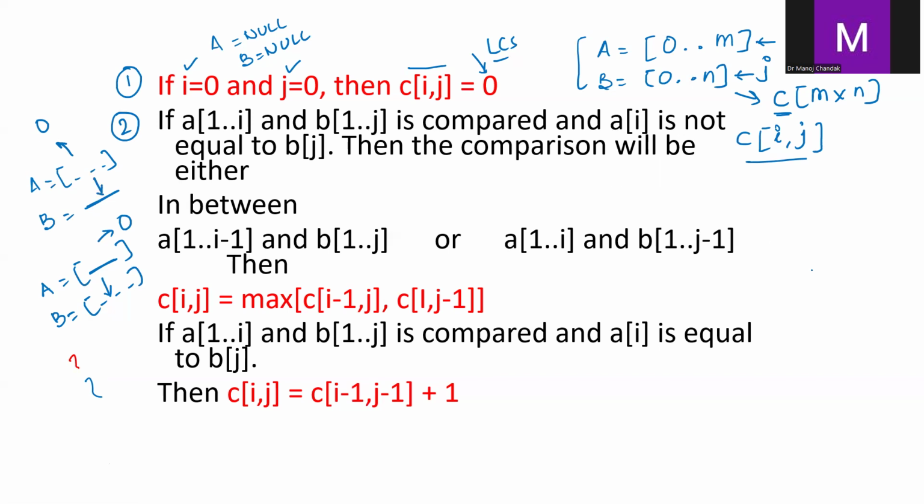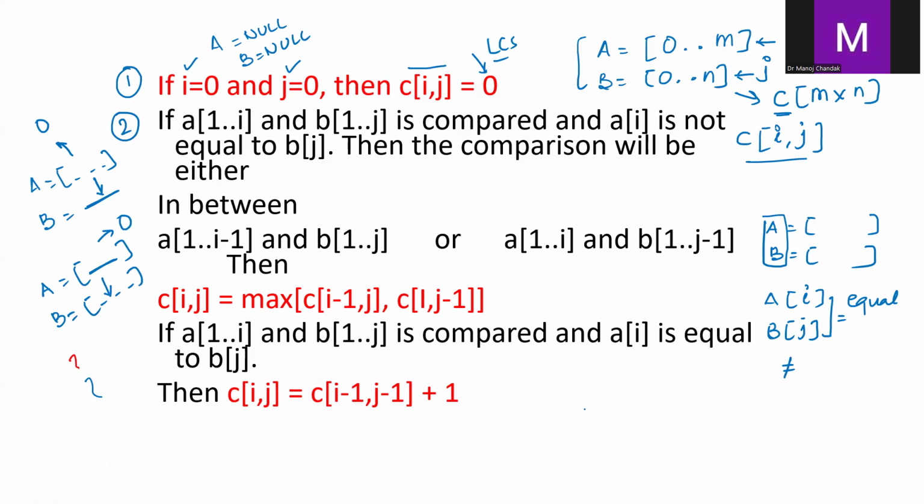So the result will be computed only if A exists and also B exists. And once A and B exist, we will try to find what is the correlation between A of i and B of j. And there are two possibilities: these two may be equal, that is A of i is equal to B of j, and these two may not be equal, that is A of i is not equal to B of j.